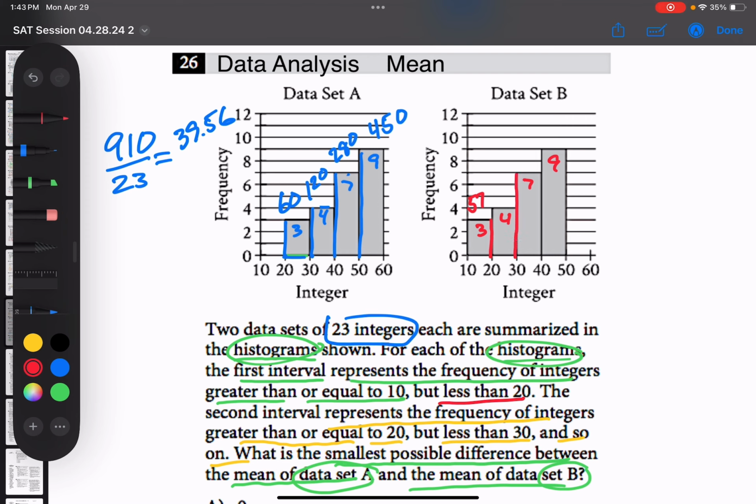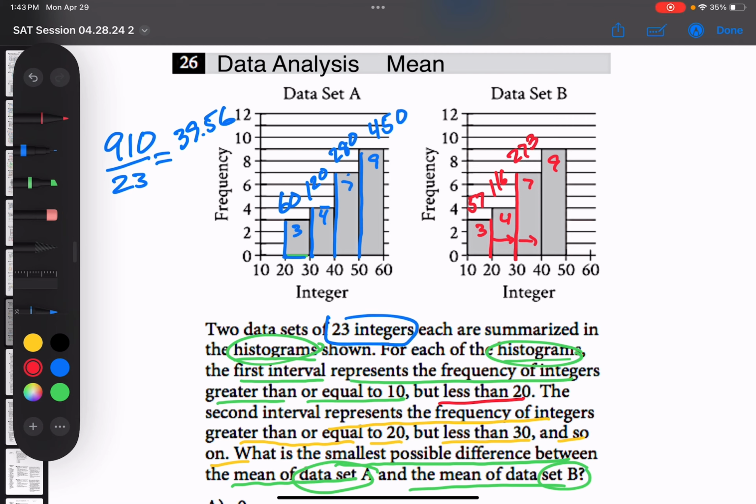What's the biggest number we can use here? It's going to be 29.9 for the second interval. Remember, we can't use the 30. That would be for the next bar. So instead of 29.9, what is 4 times 29? 4 times 29 equals 116. All right, what's 7 times what? 39.9, but we're just going to use 39. What's 7 times 39? 7 times 39 equals 273.